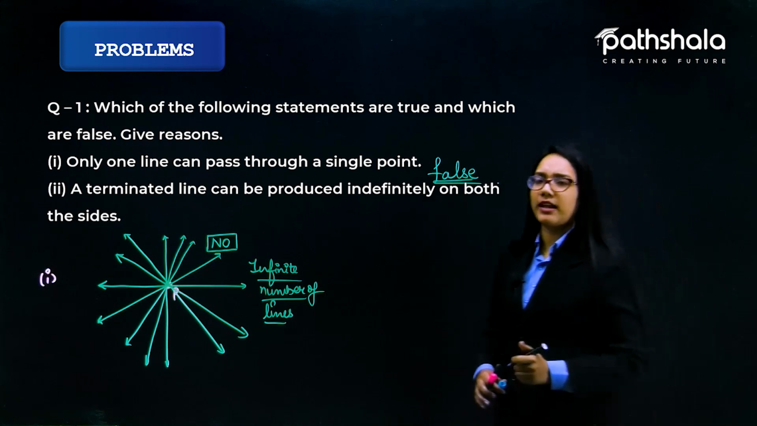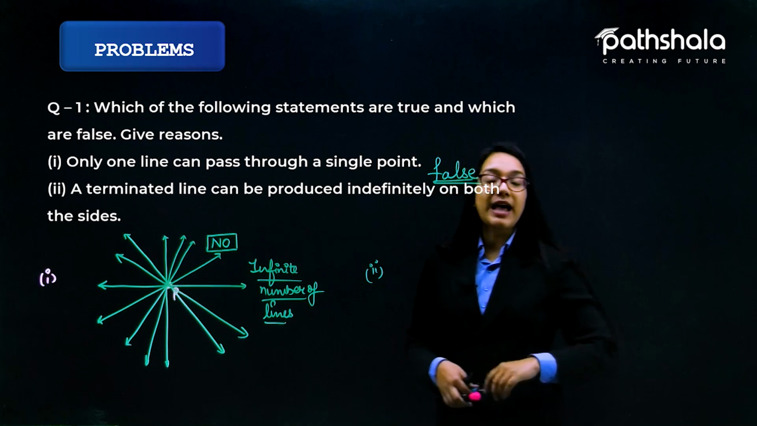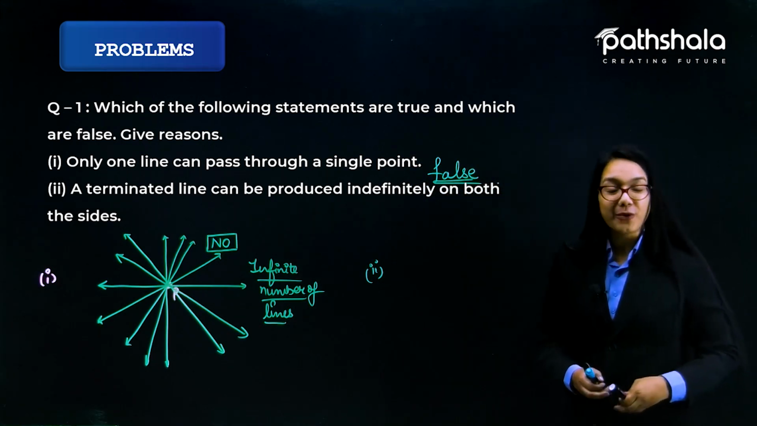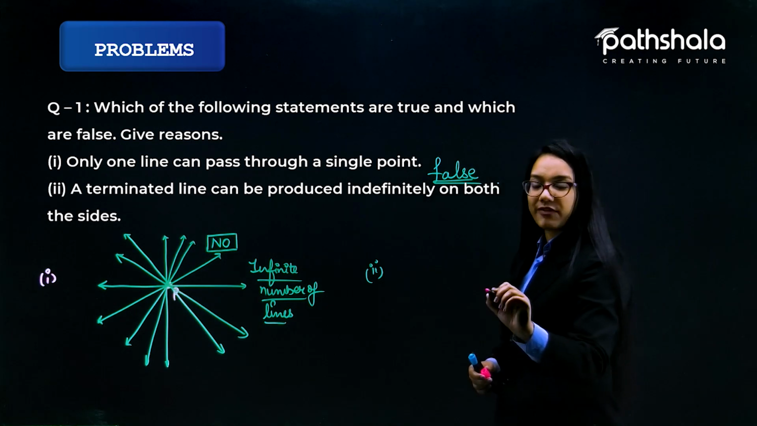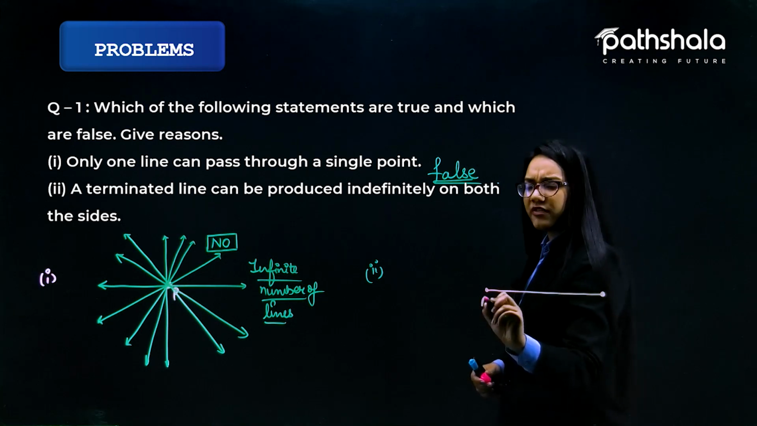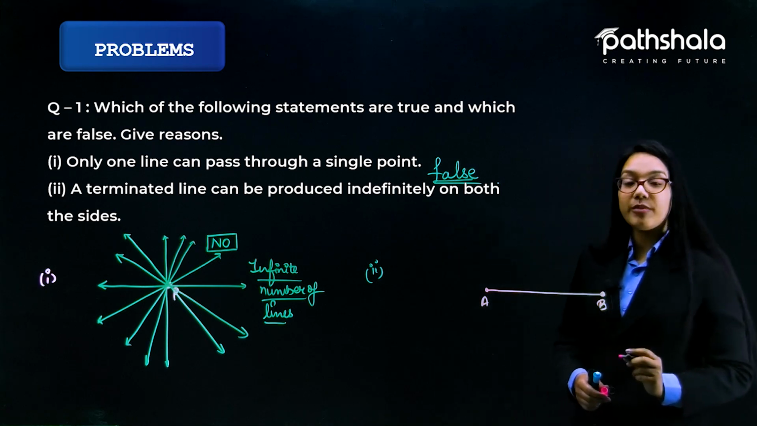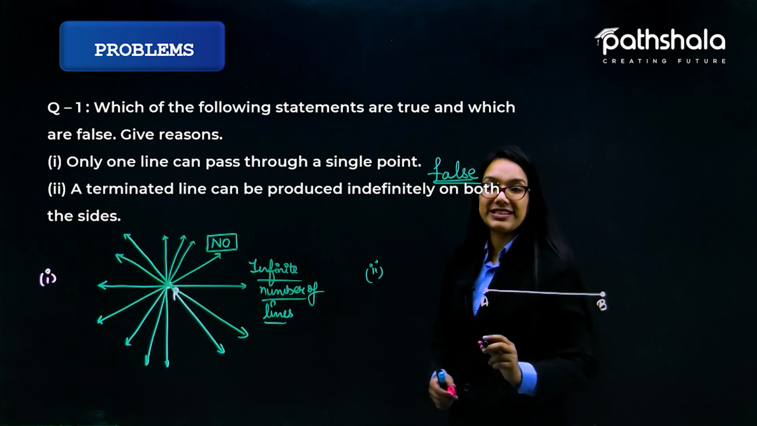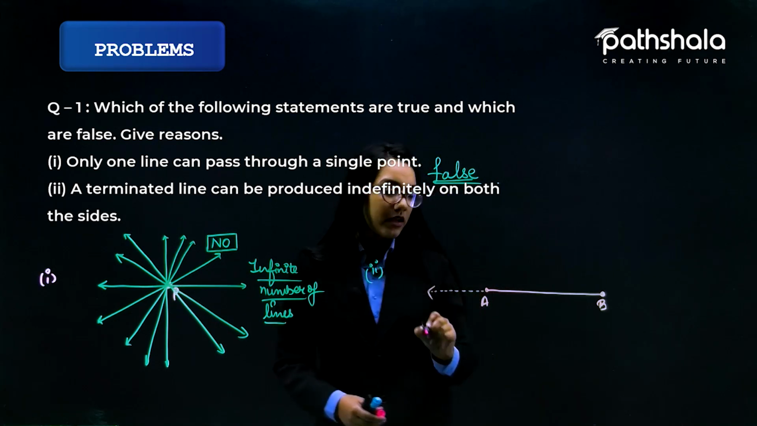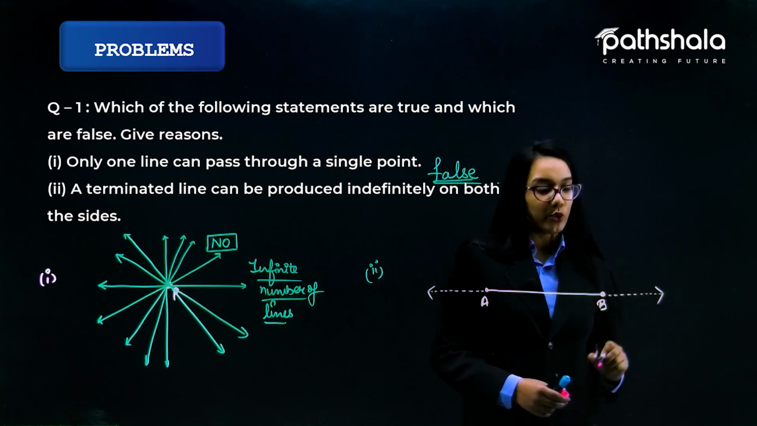Now let's talk about the second part. The second part says a terminated line. What is the meaning of a terminated line? We are talking about a line segment. Let us suppose I am talking about a terminated line, which is actually a line segment, and I am calling its endpoints A and B. It says a terminated line can be produced indefinitely on both the sides. Obviously I can produce it in an indefinite manner on both the sides.